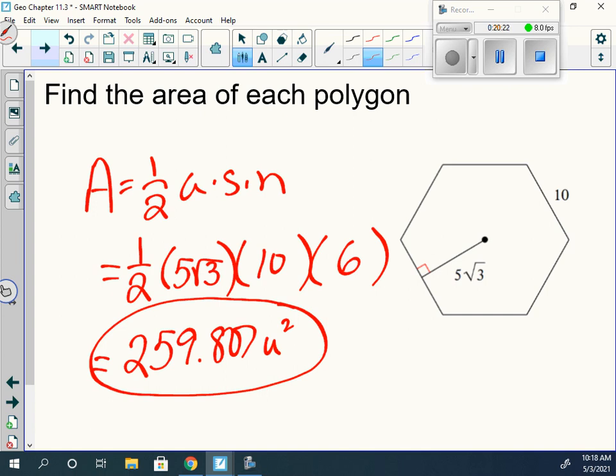Any questions on any of this here? Any questions on anything we've done so far today? We good with this here? Yes. So really, when we look at this here, if we have the apothem, the side length, and the number of sides, we could really find the area. Yes? Okay.